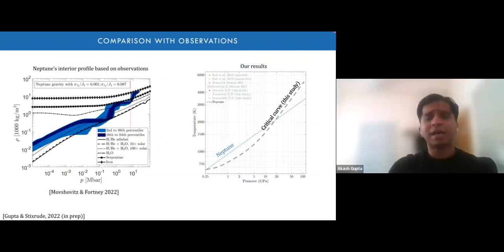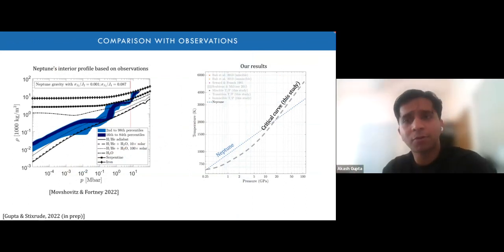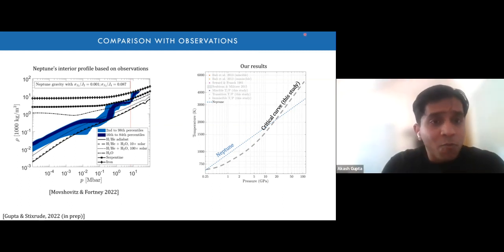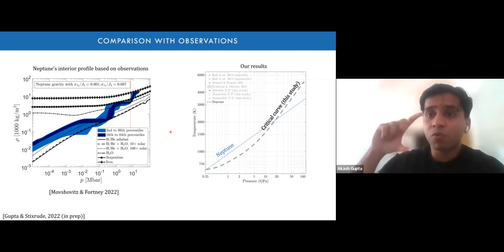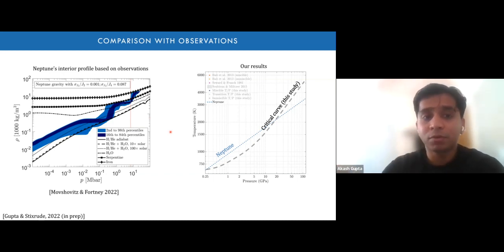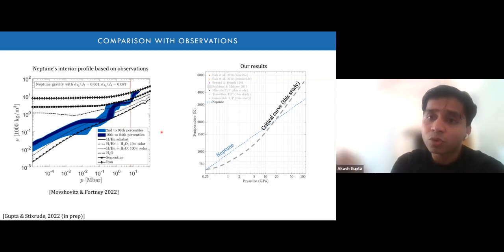Finally, we should always ask: can this actually be corroborated with any observational evidence? On that front, what we have here is this plot from Moskowitz and Courtney, which describes Neptune's interior profile based on observations. On the y-axis, we have the density. On the x-axis, we have pressure. The dark blue curve here is quantifying what we can say about the interior profile of Neptune to 1 sigma confidence. The lighter blue curve is quantifying what we can say about the interior profile at 2 sigma confidence.